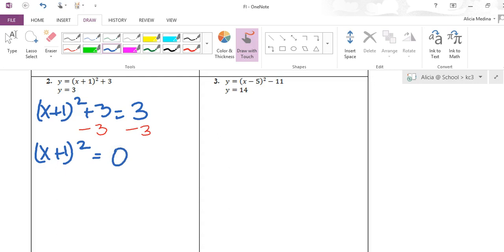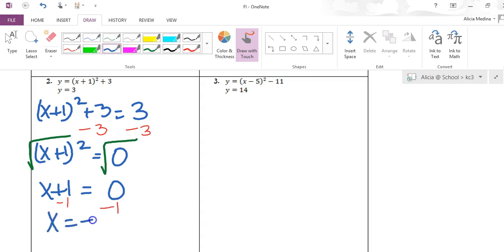Step 3 says take the square root of both sides. So I'm going to go ahead and take the square root of both sides. This is going to be x + 1 = the square root of 0, which is just 0. No need to do a plus minus because there is no positive negative version of 0. Still have to isolate my variable, right? Because step 4 is to solve for x. So if I'm adding 1, the inverse is subtract 1 on each side. And this is going to give me x = -1.